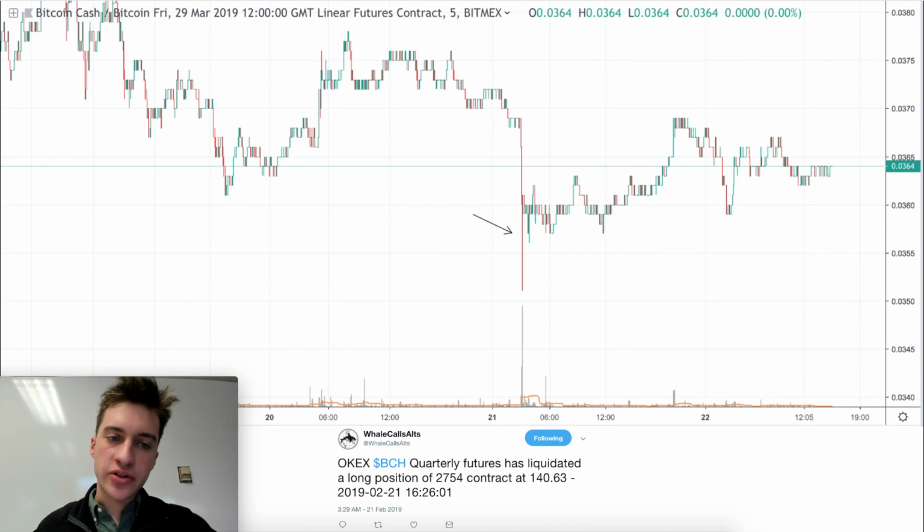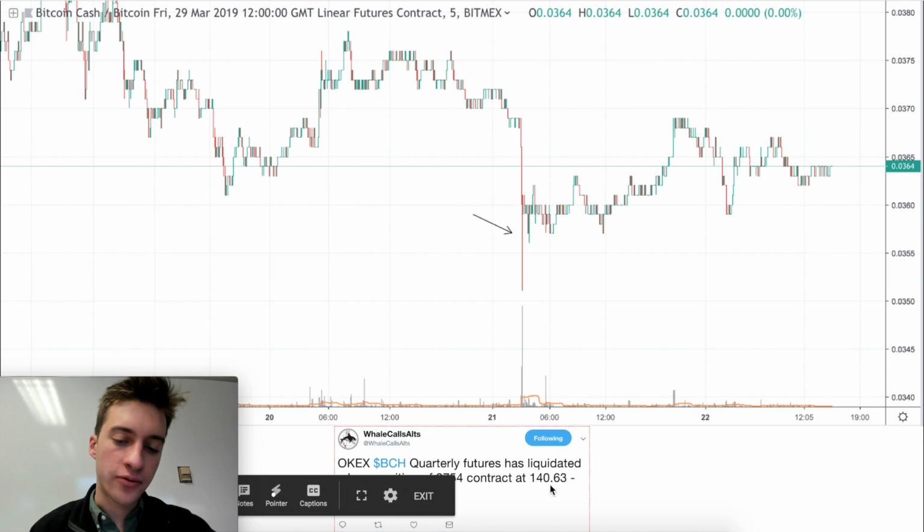All right, so we have another example here. This one's a bit more violent because you can see the volume spike was massive on BCH here. Again, this was OKEX BCH liquidations, but because some of these markets are going to be moving in tandem, we can use other liquidation data for different markets of the same base coin. We saw that at 3:29 a.m., 21st of February, we had a lot of liquidations on BCH USD, because that's why it's priced at 140.63.